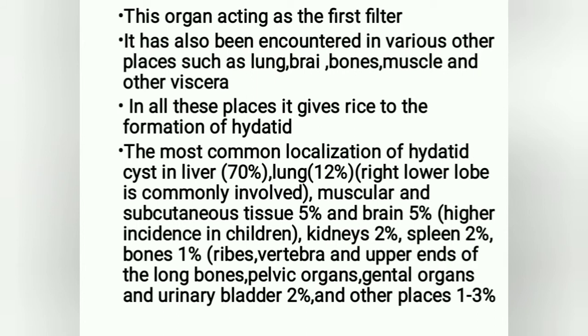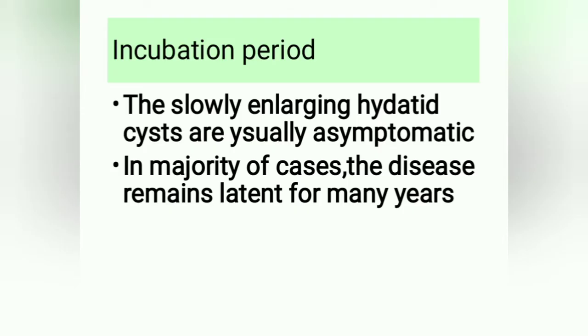This organ acts as the first filter. It has also been encountered in various other places such as lung, bones, muscles and other viscera. In all these places, it gives rise to the formation of hydatid. The most common localization of hydatid cyst is the liver, 70%; lung 12%, where the right lower lobe is commonly involved; muscular and subcutaneous tissue 5%; and brain 5%, with higher incidence in children; kidneys 2%, spleen 2%, bones 1% (ribs, vertebra and upper ends of the long bones); pelvic organs, genital organs and urinary bladder 2%; and other places 1 to 3%.